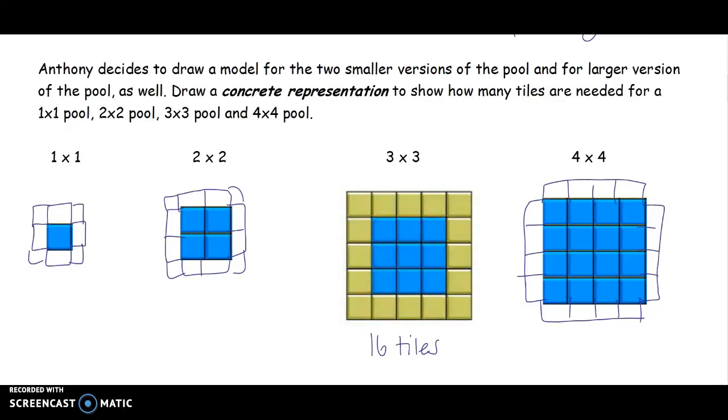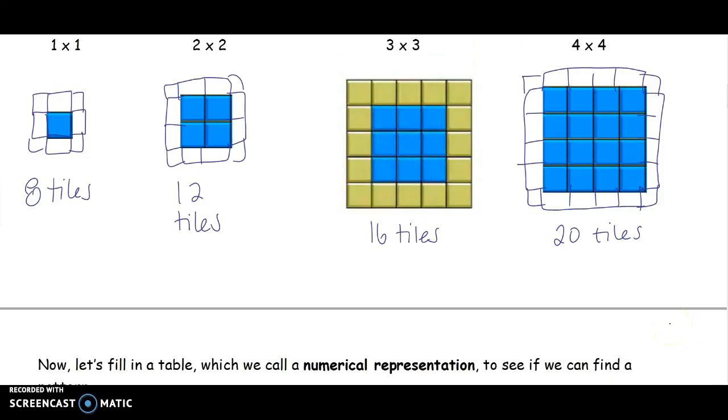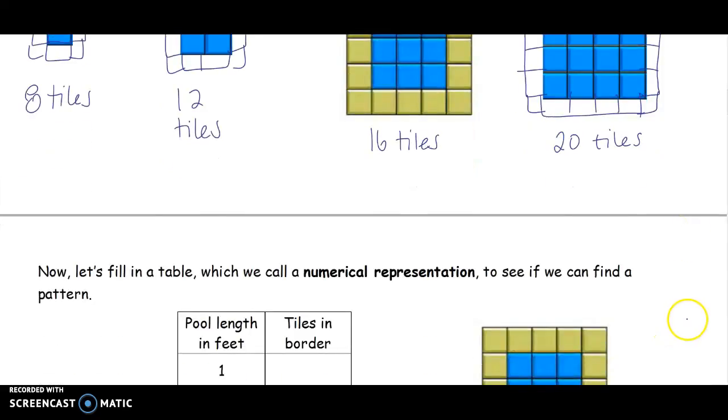If your drawings match mine, except for my 4 by 4 because I forgot my 4 corners, you should have that you're going to need 8 tiles to tile a 1 foot by 1 foot pool. You're going to need 12 tiles to tile a 2 by 2, and you're going to need 20 tiles for the 4 by 4. This is a concrete representation. This is visually what you can see.